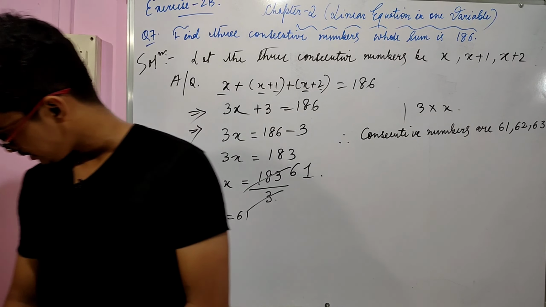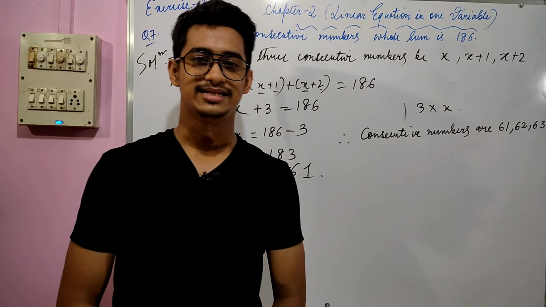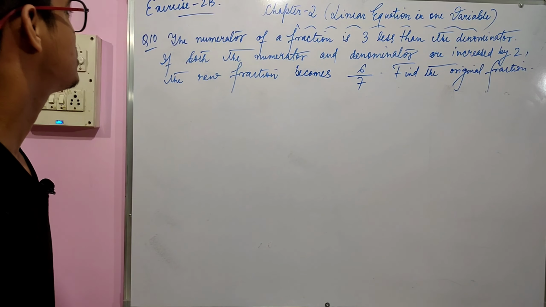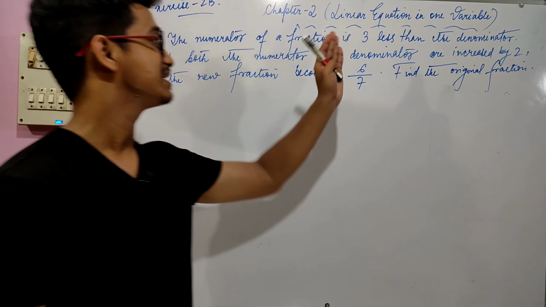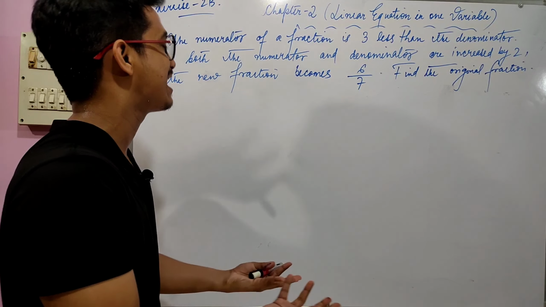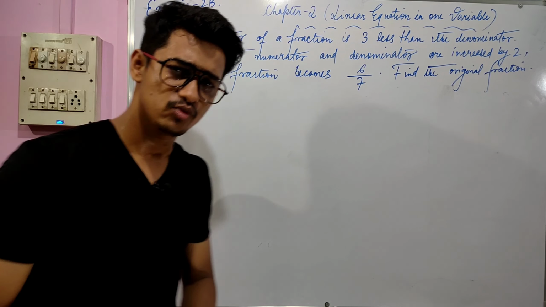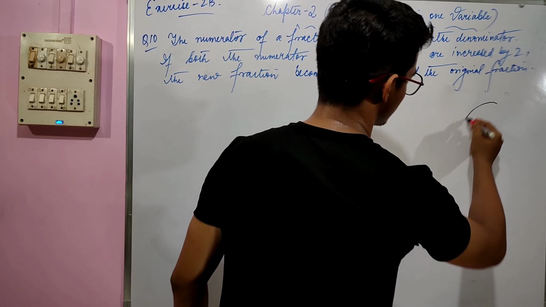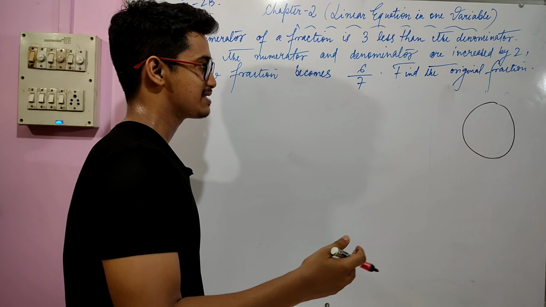What is the next question? That is question number 10. Question number 10 is nothing but: the numerator of a fraction is 3 less than the denominator. So first of all, let's just understand what exactly a fraction is. A fraction is the part of the whole. So there is a whole. Let's say this is a pizza.